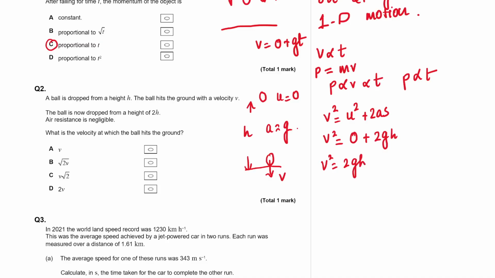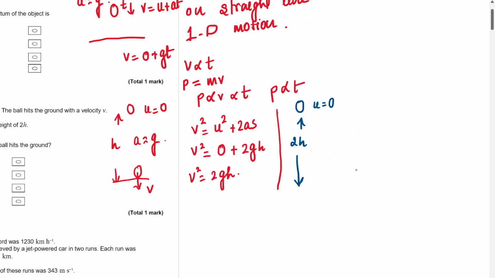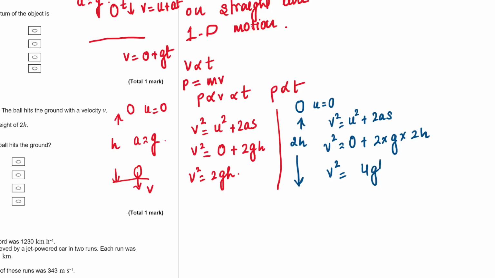Case 2, where it is dropped from a height 2h. Still the u is 0, but the height is now 2h. With what velocity would it hit the ground? Again, I'm going to use the same equation: v squared equals u squared plus 2as. This is 0, a is g, and s is 2h. So now, as you can see, I'm getting v squared as 4gh.